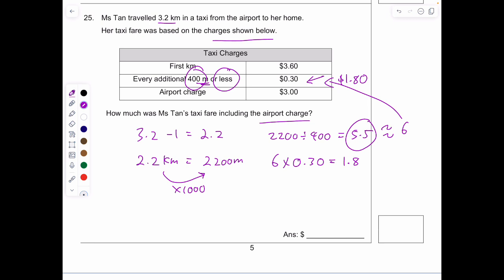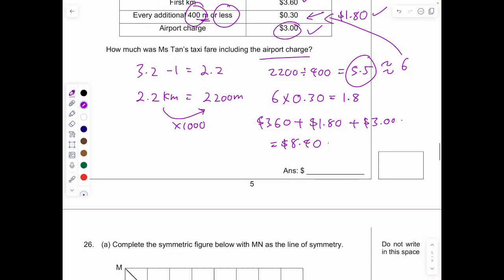Let's talk about the remaining airport charge, which is $3. So to total everything up, you need to add 360, which is here, plus the 180 you have calculated, which is here, and then after that, finally the airport charge, $3, and your answer would be $8.40. Now, when writing money, please remember to give it in 2 decimal places. This is very important.